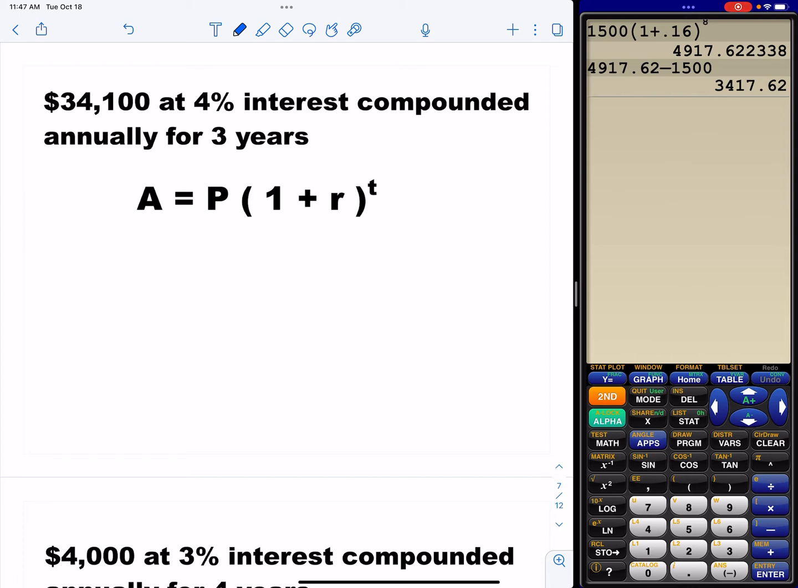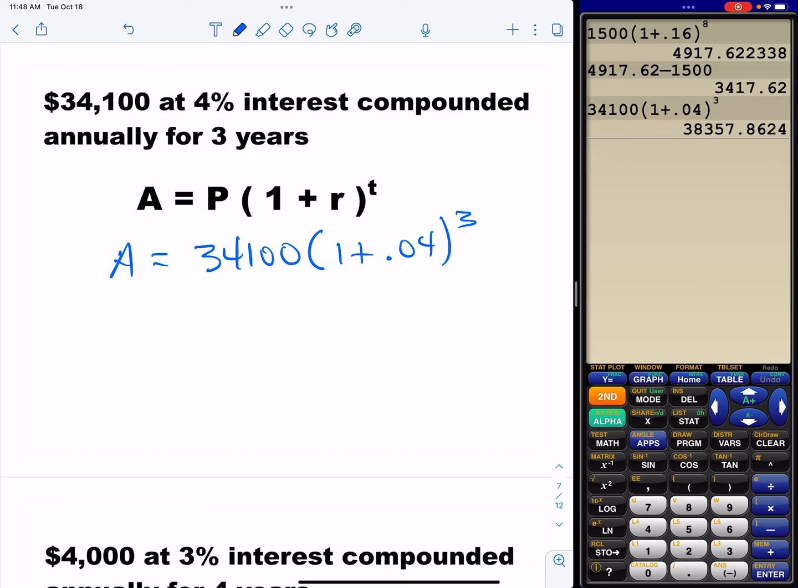Here we've got $34,100 at 4% interest compounded annually for 3 years. Sounds very similar to a problem we had with simple interest. So we start off with, I'm looking for A. The principal amount is $34,100. Parenthesis, 1 plus, you still take that interest rate, you convert it to a decimal, and your time becomes an exponent. Okay, so now we just go to our calculator, we type it in, 34,100, parenthesis, 1 plus 0.04, close parenthesis, raised to the exponent, 3, enter, boom, and we have our answer.